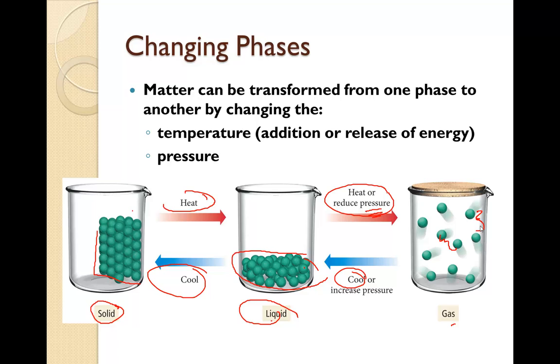Because of this space, we can actually change the pressure between them. The pressure difference between the solids and the liquids aren't going to be that great, but the pressure difference between the gas and the liquid is rather large. So if we reduce the pressure, if we spread it out, we're able to change it from a liquid to a gas. If we increase the pressure, if we shove these things back together and we're increasing the amount the molecules are bouncing off the walls, by changing that pressure we can change it back to a liquid.